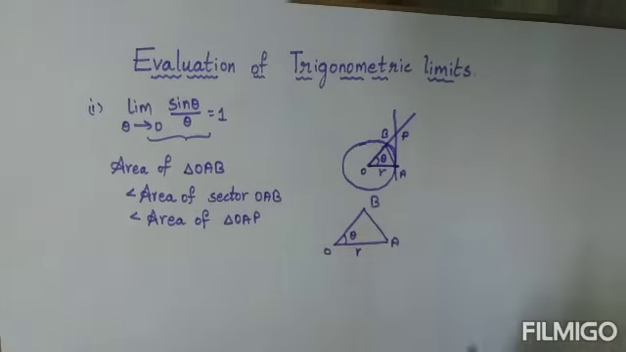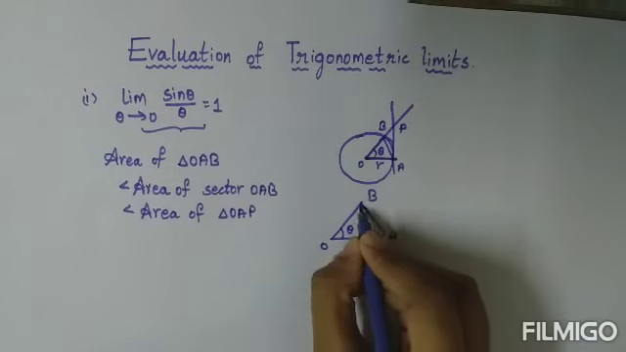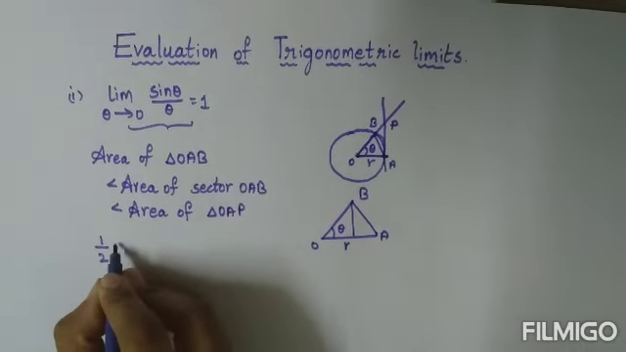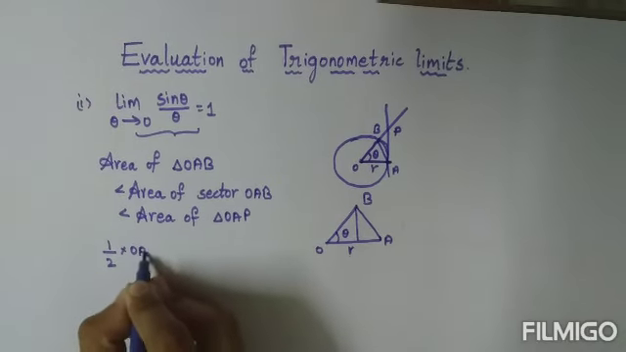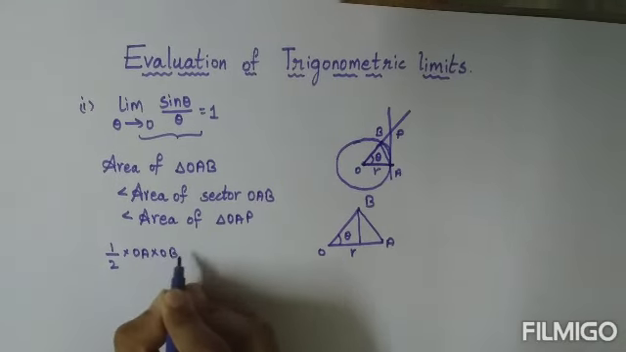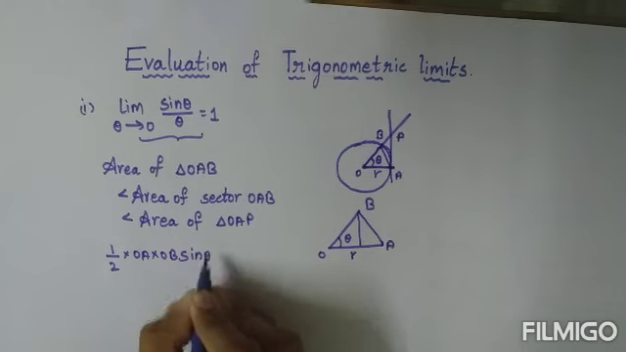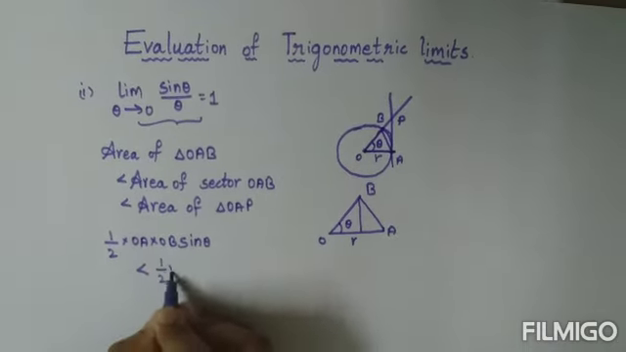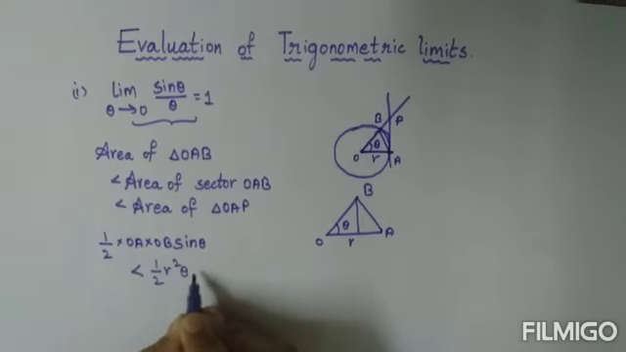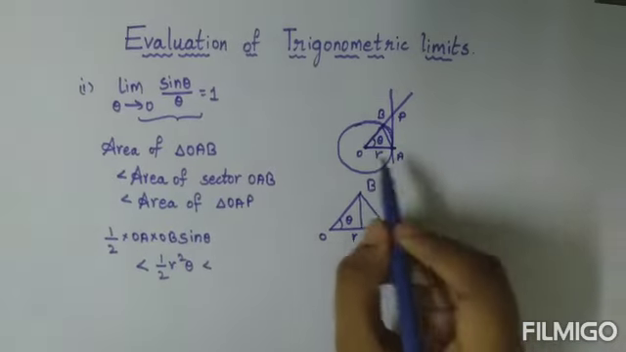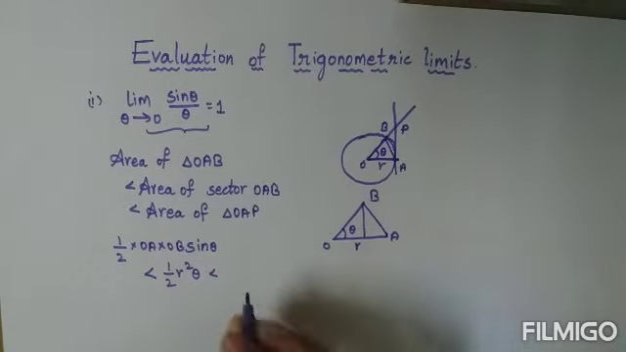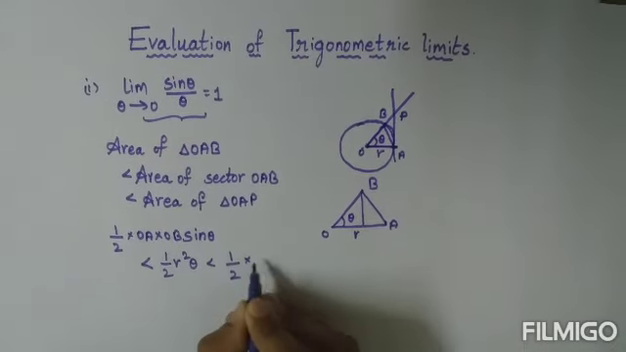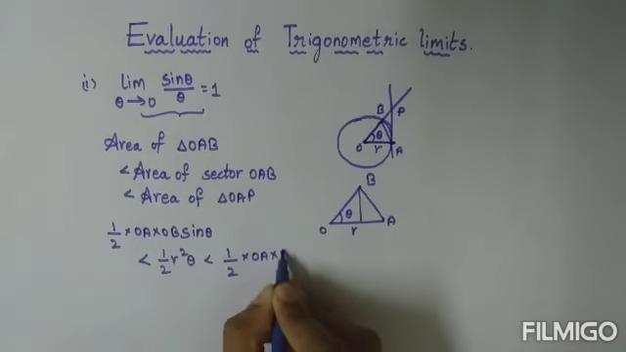Triangle OAB: the area of the triangle is nothing but half base into height. So half into OA into OB sin theta. This is less than the area of the sector, which is nothing but half r square theta. And this is less than the area of triangle OAP. This is simply a right angle triangle, so we can say this as half into OA into AP.